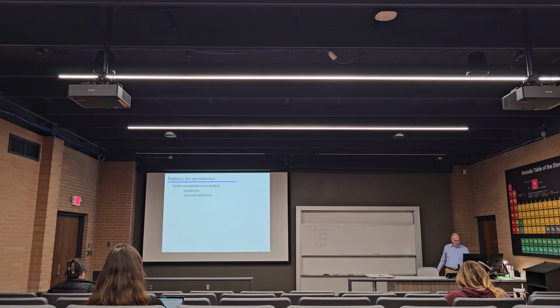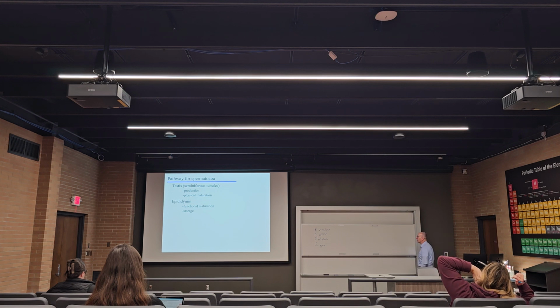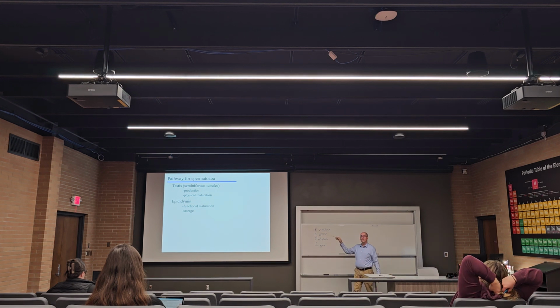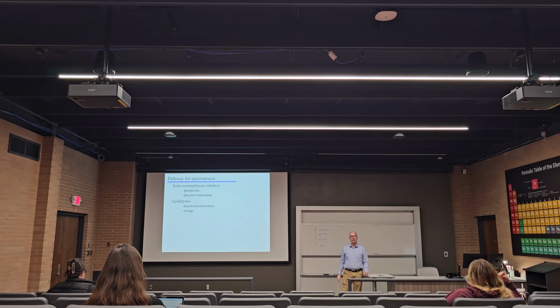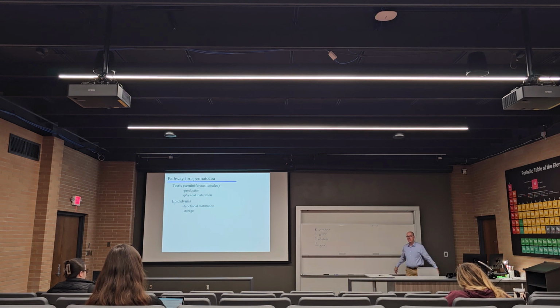Upon reaching physical maturation, they then detach from the tubules, make their way out of the testes, and are then stored in the epididymis. They'll undergo their final functional maturation in the epididymis. Going from that initial stem cell to mature sperm takes about 2 months. Once that occurs, they will be stored in the epididymis until appropriate stimulation occurs.